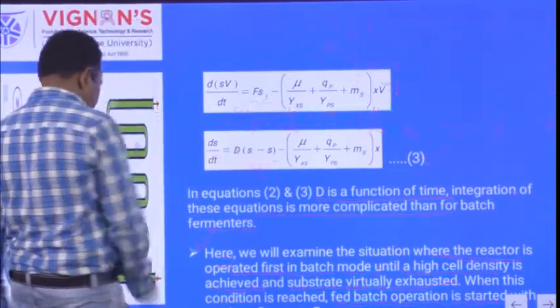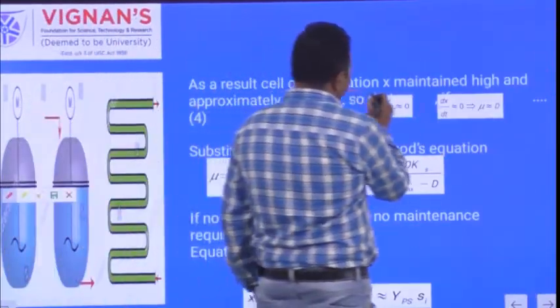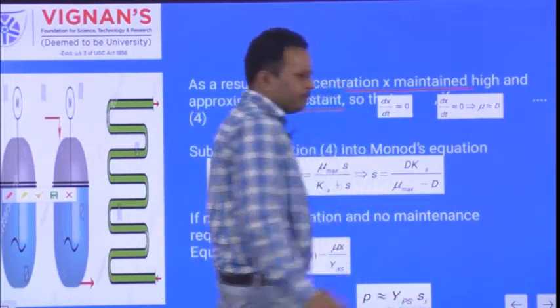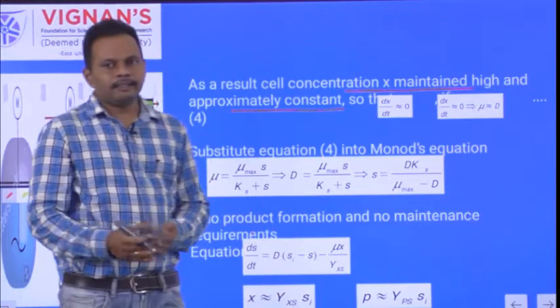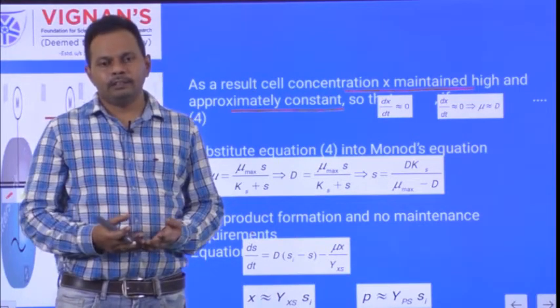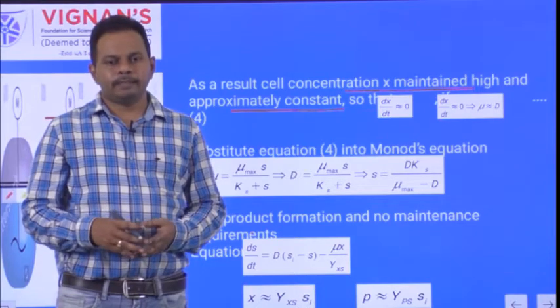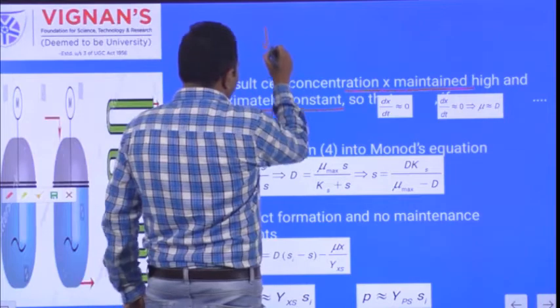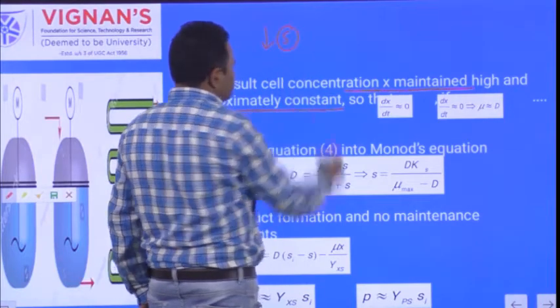Next, as a result, the cell concentration is maintained high, that means approximately constant. What happens? Once the cells are already at a high cell density, when you start the fed batch operation, suppose you send the substrate with the medium flow rate, whatever amount of substrate you add, the entire substrate is consumed by the cells.